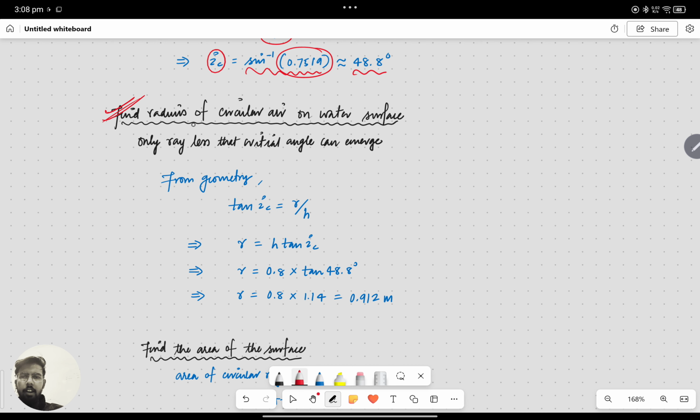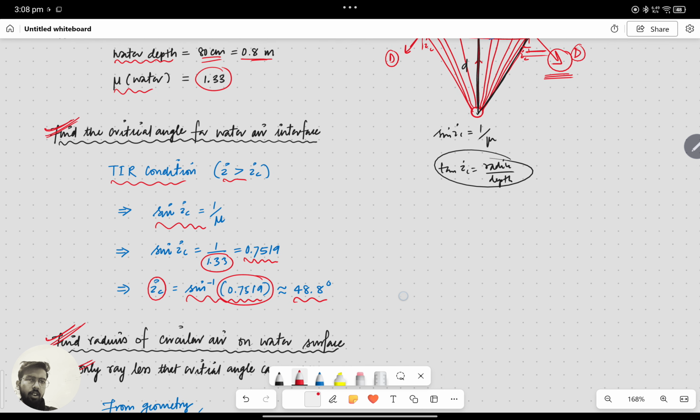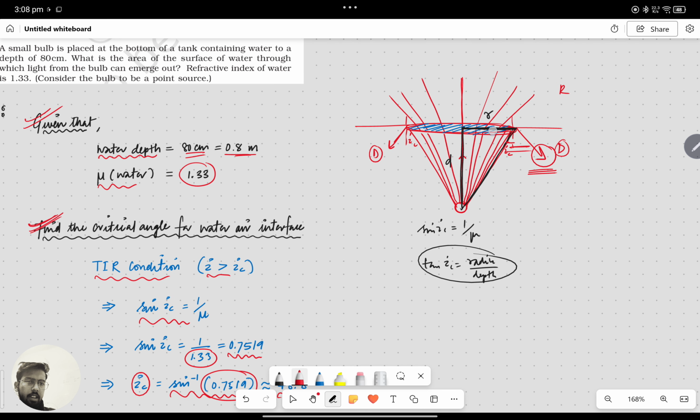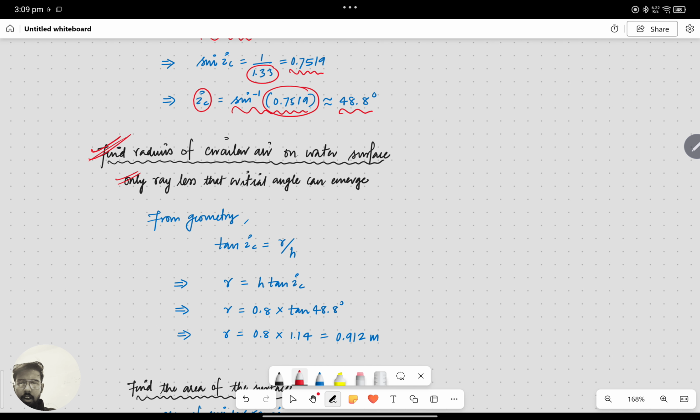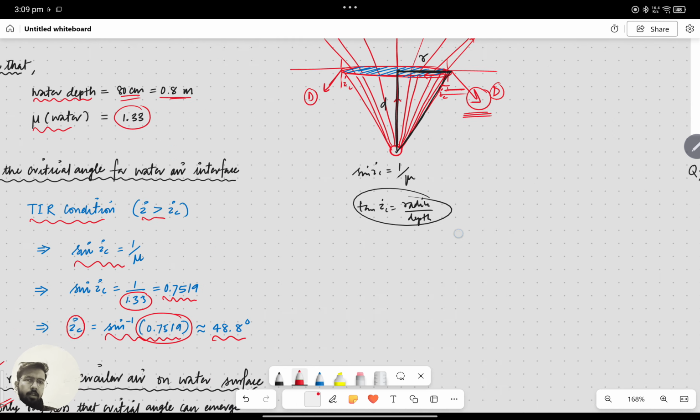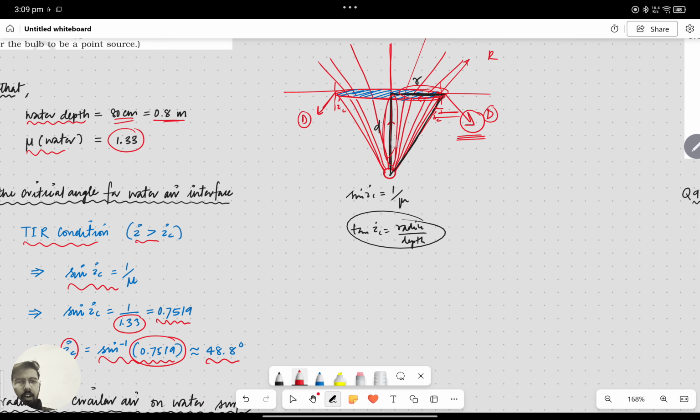And second is to find the radius of the circular area on the water surface, right? So only the rays with incidence angle greater than the critical angle are going to emerge, right? We can see that in the diagram also, only these rays can pass through this circular area. So that was written here. And then for geometry, we know tan i critical is equal to r by h, that is radius by depth, right? Radius by this depth.